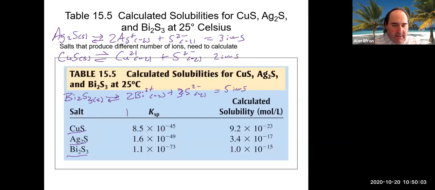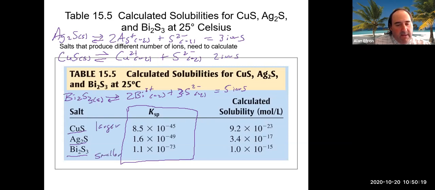So you may be tempted to go, I'll just go to the table, I'll find the KSP values, and I'll just compare them. And if you did that, based on the KSP values, the copper 2 sulfide actually has the larger value, and the bismuth sulfide has the smaller value, which means in terms of solubility, we would expect the copper 2 sulfide to be more soluble and the bismuth sulfide to be the least soluble. And what we actually see when we do the calculation is the reverse. The bismuth sulfide is actually the most soluble, and the copper 2 sulfide is actually the least soluble.